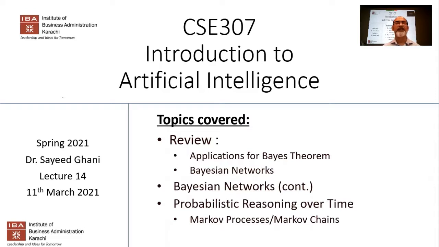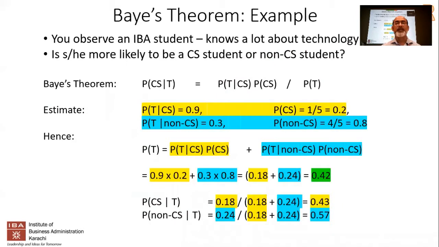And time permitting, we will then start the next major section of this course, which is probabilistic reasoning over time. All right, so now time will be involved, and we will start looking at things like Markov processes, Markov chains, and basically the idea is to be able to look at Markov decision processes. Okay, so this is what we spoke about last time.